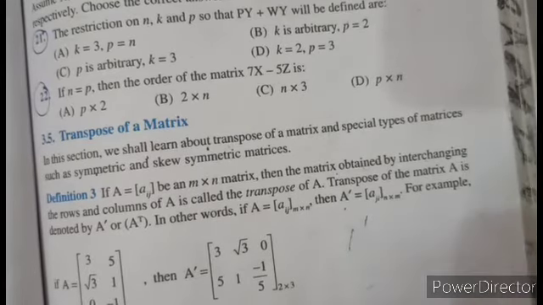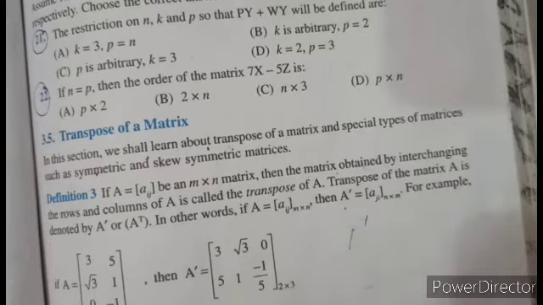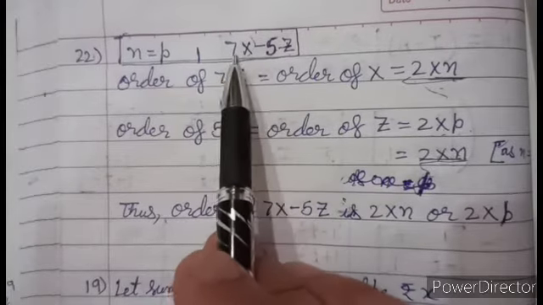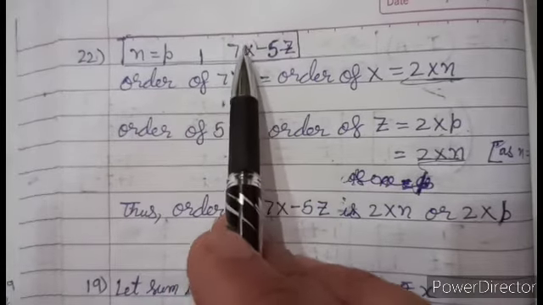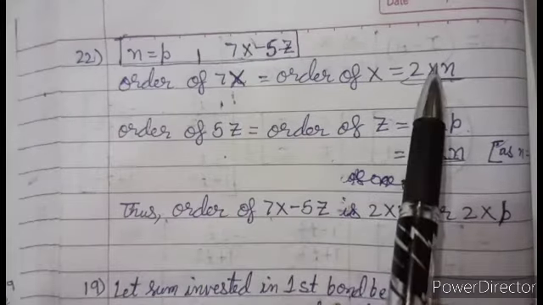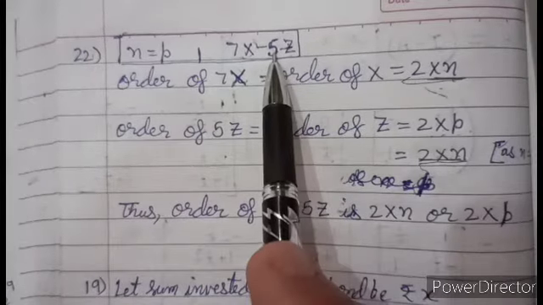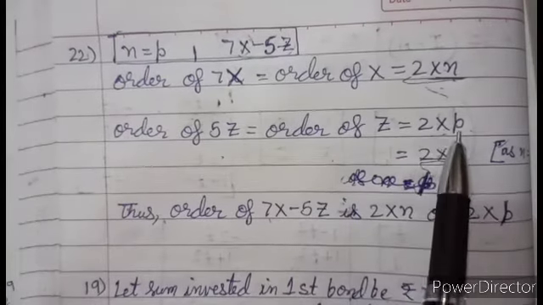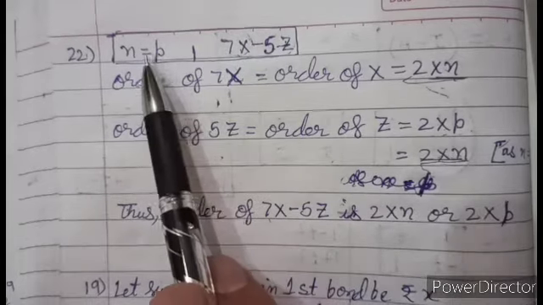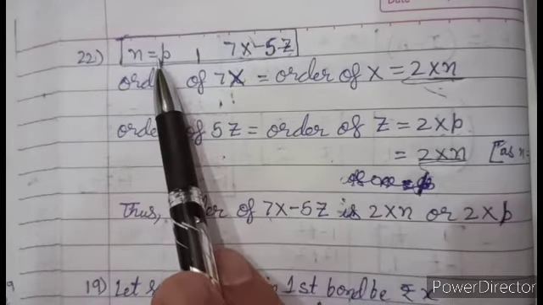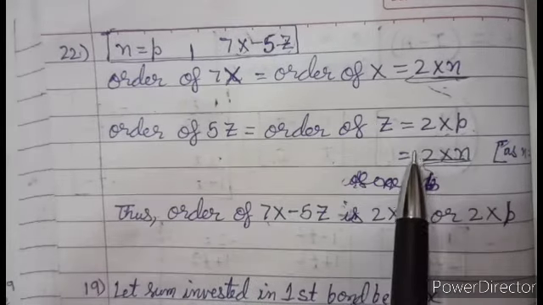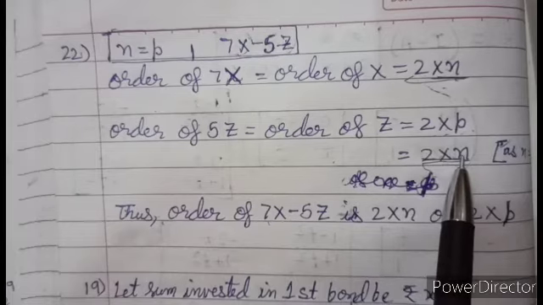In question number 22, if n is equal to p, then we have to find the order of 7X minus 5Z. Now the order of 7X will be equal to the order of X, and that was given to us as 2 by n. Similarly, the order of 5Z will be equal to the order of Z, and that was given to us as 2 by p. Now as it is given that n is equal to p, in place of p we can write n. So the order of 5Z can be written as 2 by n.